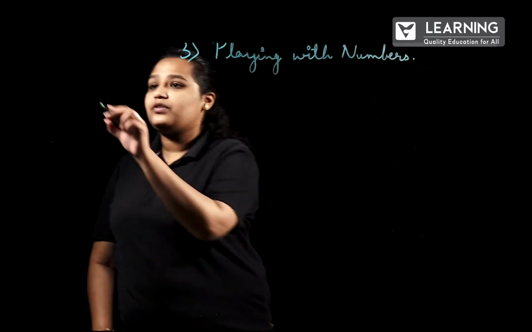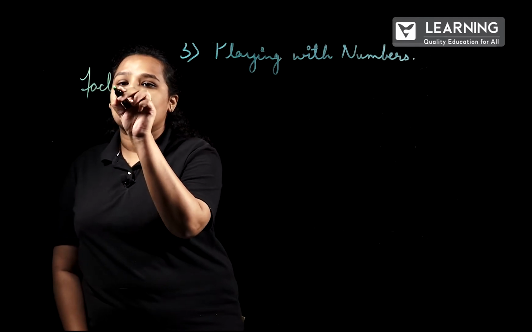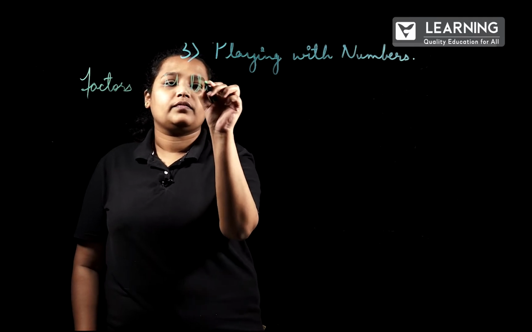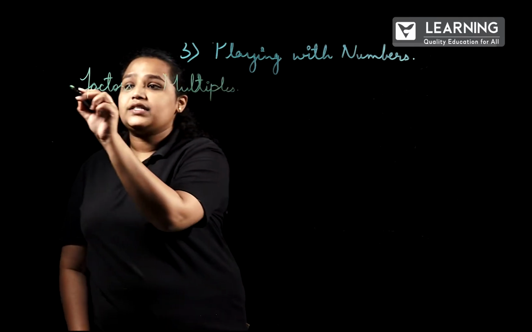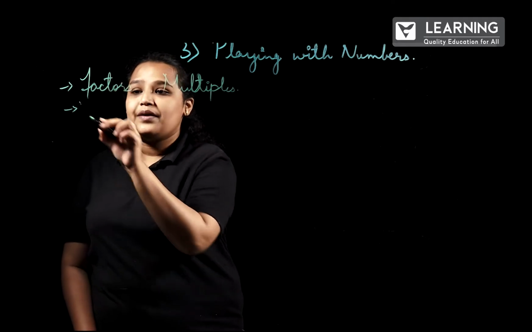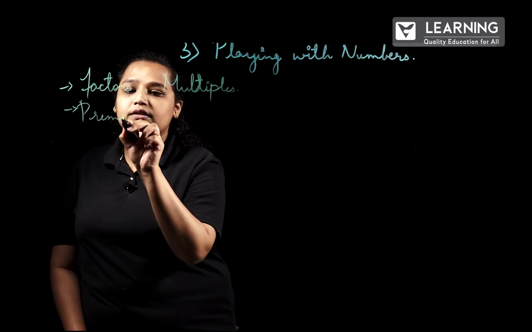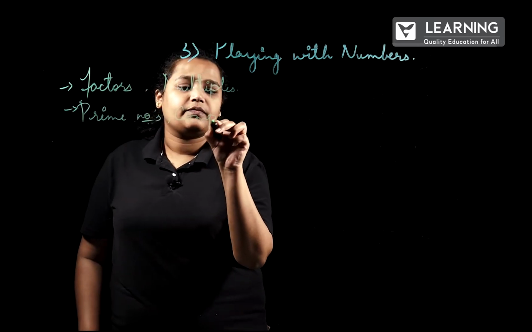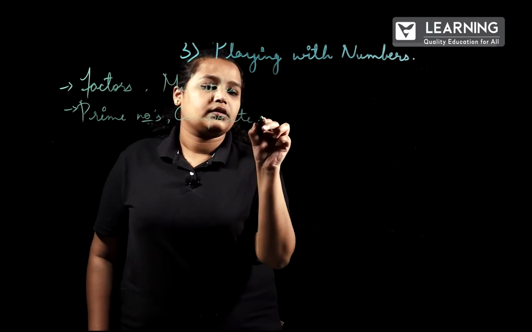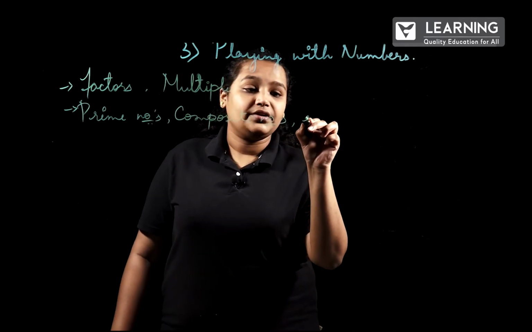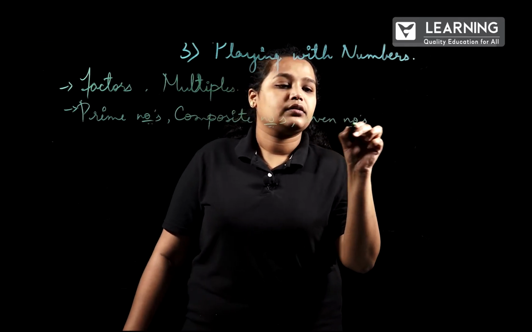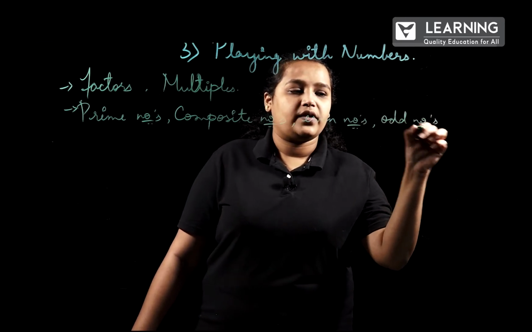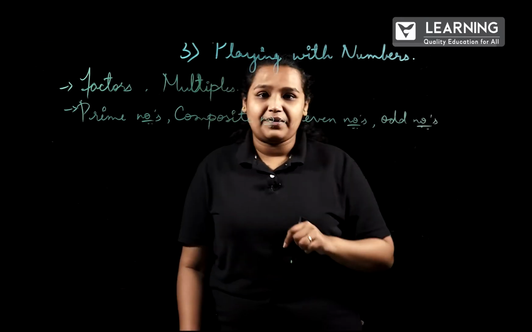First, we learnt about factors and multiples. Next, we learnt about prime numbers, composite numbers, even numbers and odd numbers, where we also learned about twin prime numbers, right?